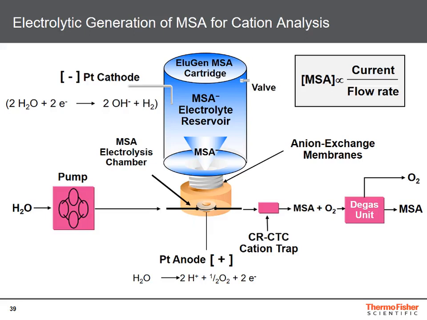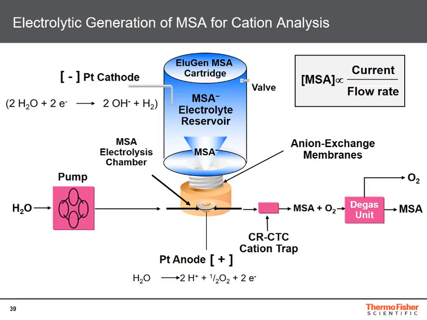The only difference is we have methane sulfonate electrolytes in the reservoir connected to anion exchange membranes, and we have the anode in the electrolysis chamber and the other electrode in the electrolyte reservoir. The same thing happens if I'm pumping ultra-pure deionized water into the electrolysis chamber and I apply the electric field between the two electrodes. These MSA minus ions are migrating through the anion exchange membranes into the electrolysis chamber, where these ions are picking up hydronium ions generated at the anode.